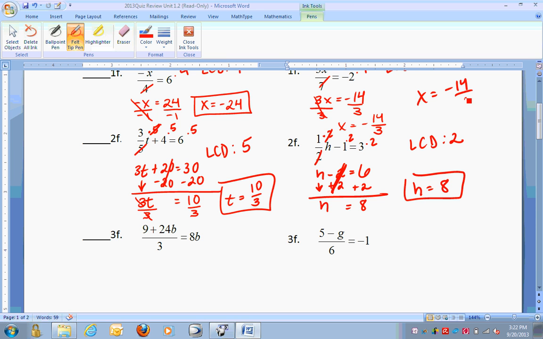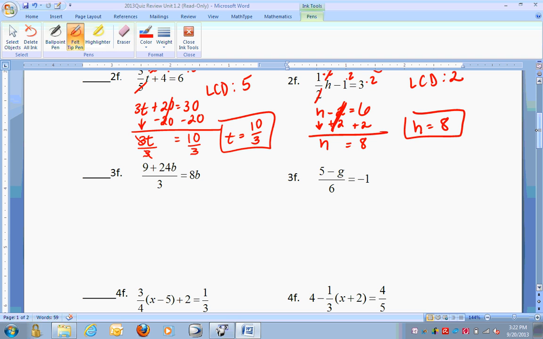All right, let's move on to problem 3. We have 9 plus 24b over 3 equals 8b. Well, my least common denominator is 3. So I'm going to multiply each side of my equation by 3. Now these 3's cancel out, and I'm left with 9 plus 24b equals 8 times 3, which is 24 times b.